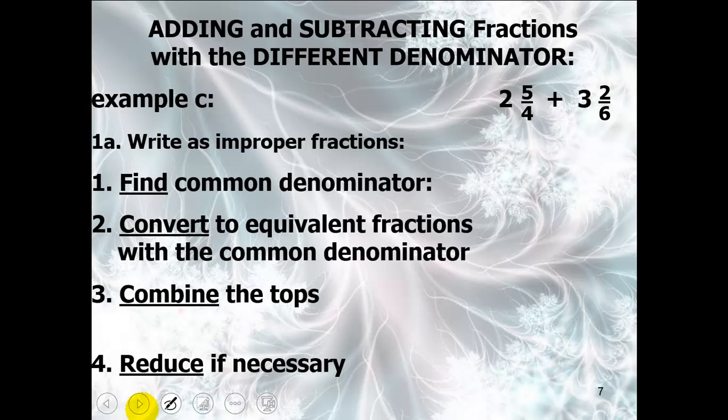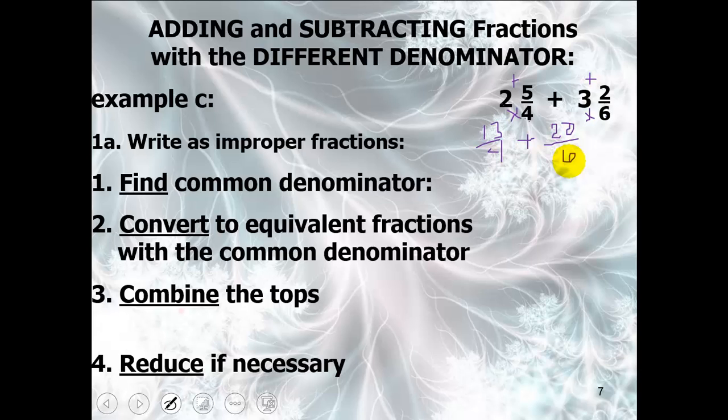Now we're going to try some examples that start with mixed numbers. So there are other ways to do this, but I want you to write the mixed number as an improper fraction. So my first number, 2 and 5/4, I go 4 times 2 plus 5. That is 13 over 4. My second number I write as 6 times 3 plus 2. That is, 6 times 3 is 18 plus 2. That's 20 over 6.